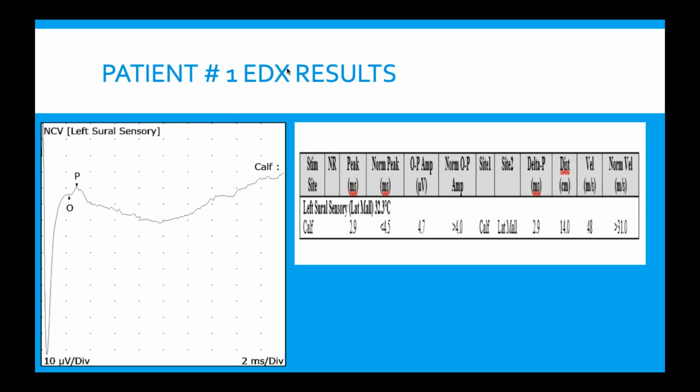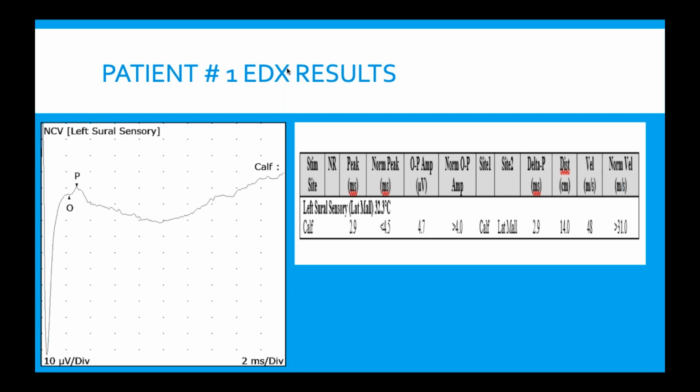The left sural nerve, again, not the greatest waveform, but it was reproducible and evident. So again, his latency was well within normal. Amplitude was, again, a little bit on the low side, but still within normal parameters. And velocity was also normal. So the sensory nerves check out to be normal.